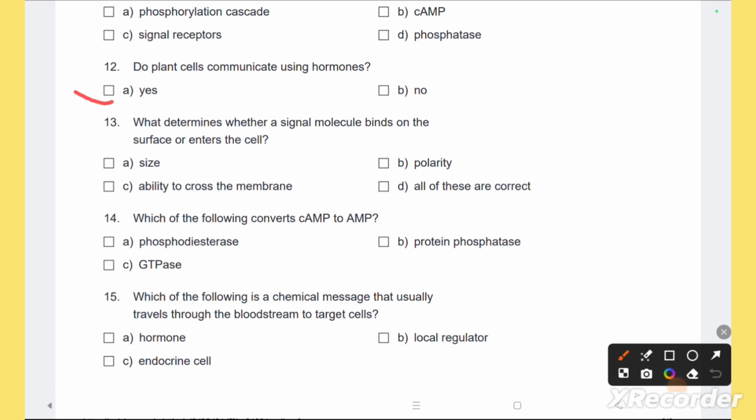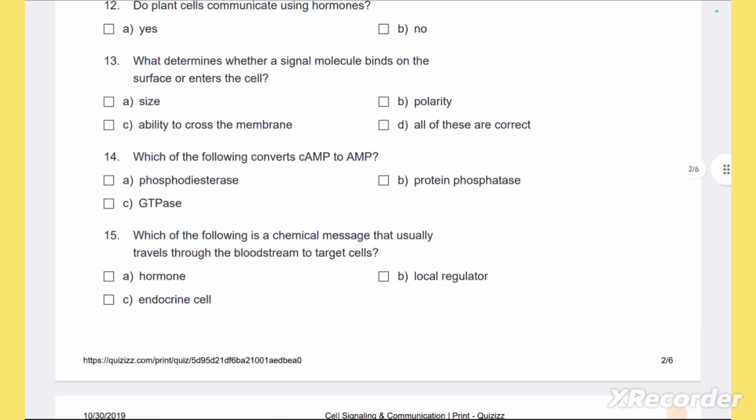So yes, plant cells also communicate with hormones, and plant cell communication is shown most probably by plasmodesmata. Next, question number 13. What determines whether a signal molecule binds on the surface or enters the cell?